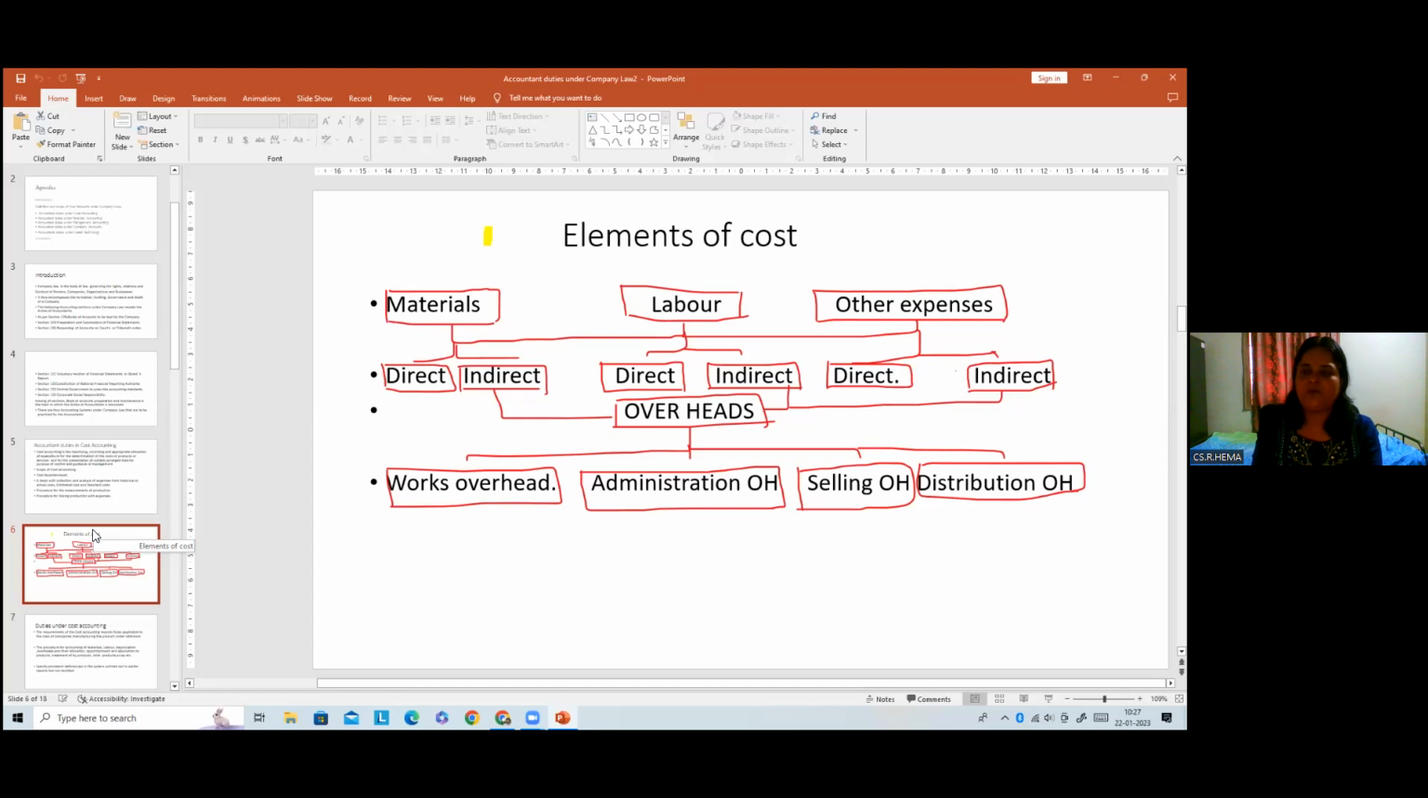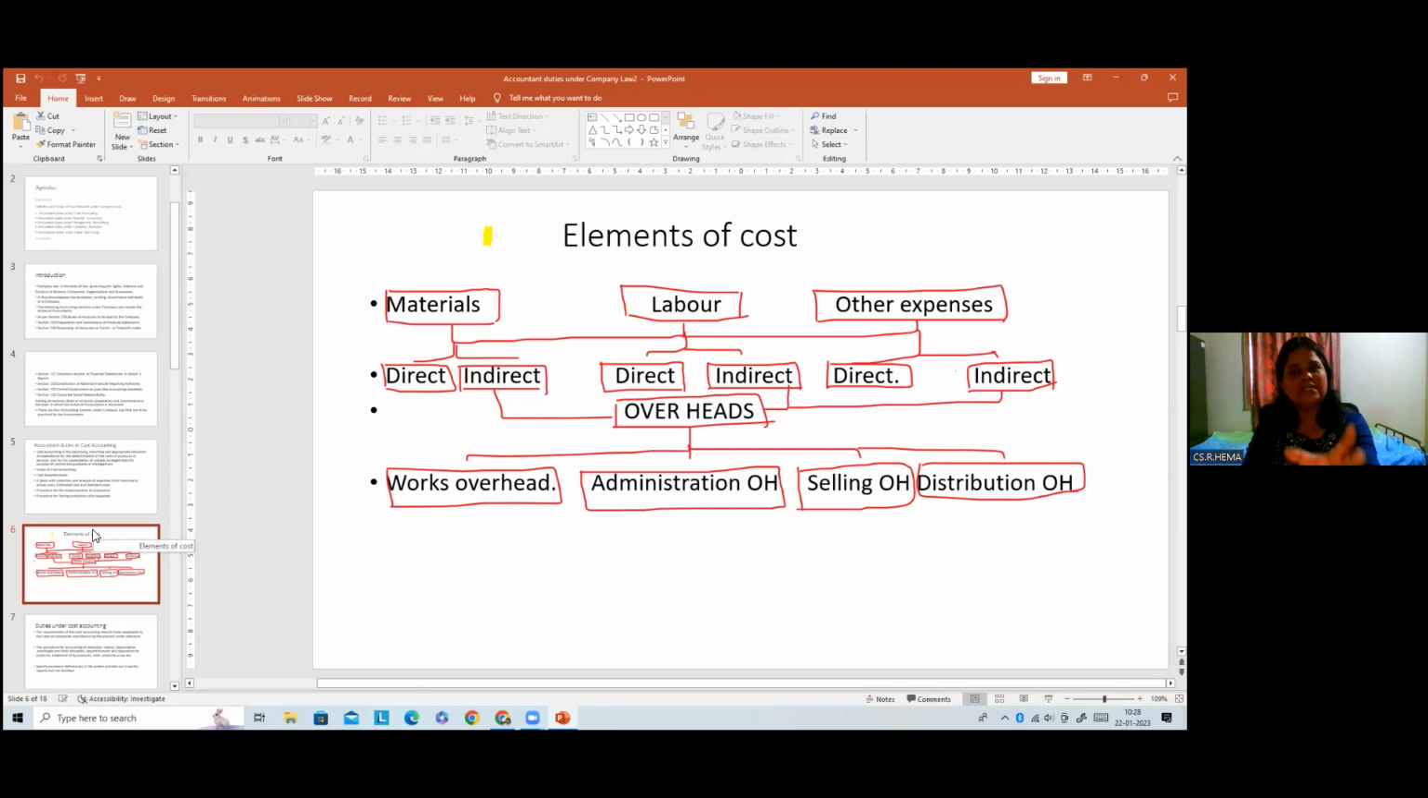What are the names of the overheads? You should know: works overhead, administration overhead, selling overhead, and distribution overhead. Works overhead means expenses related to labor, and administration overhead is due to office expenses. Selling overhead is used for selling the product, and the expenses spent under distribution are said to be distribution overheads.